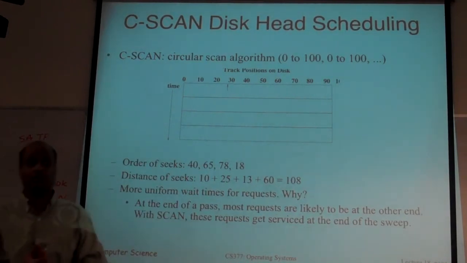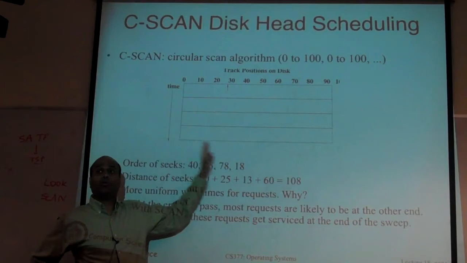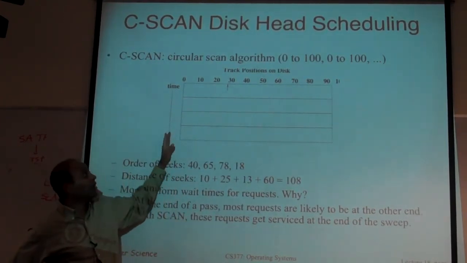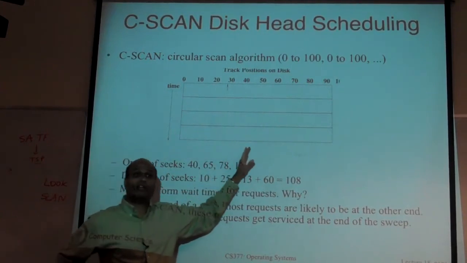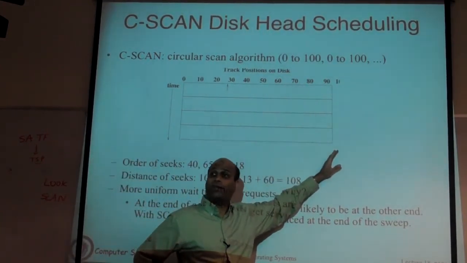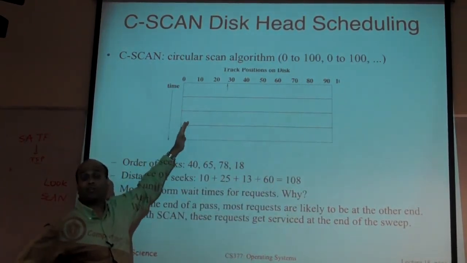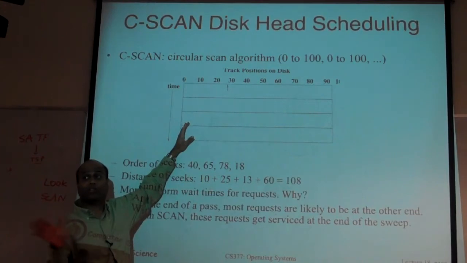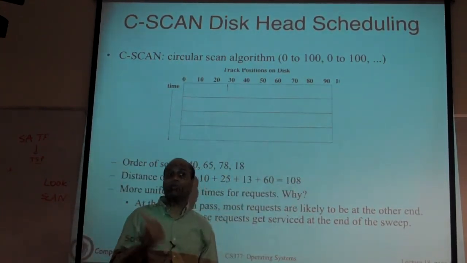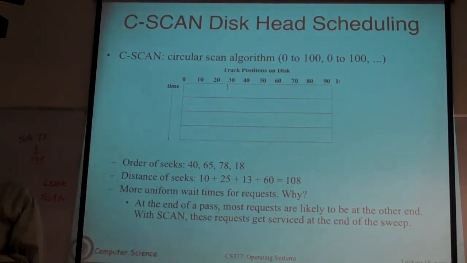Is that clear? In this case, you can assume that you only start servicing requests when you go outwards. You start from 0, keep going outwards, and as there are requests, you stop, service them, and continue moving. You go all the way to the end. Then you switch direction and do a quick sweep back to the first track without stopping. You just return and then start servicing again. So you never service on the way back. You only service in one direction.